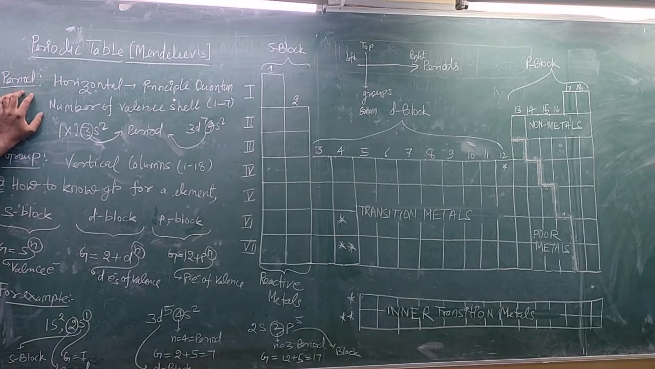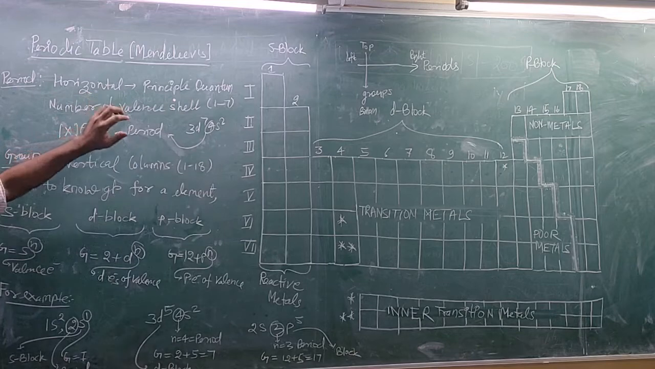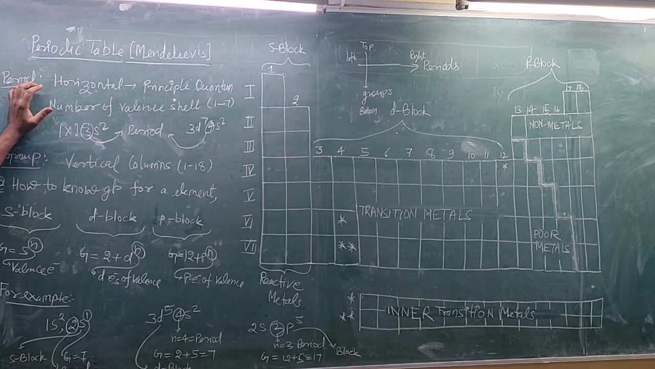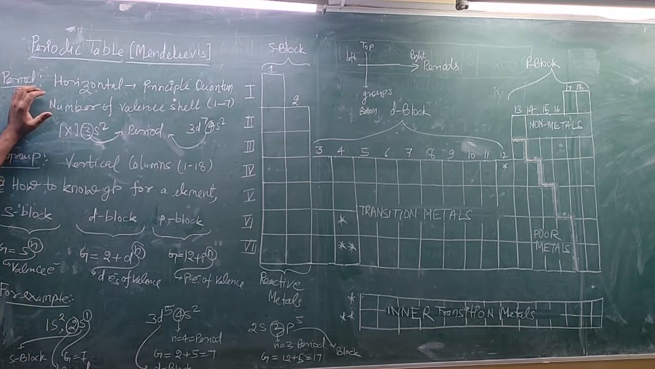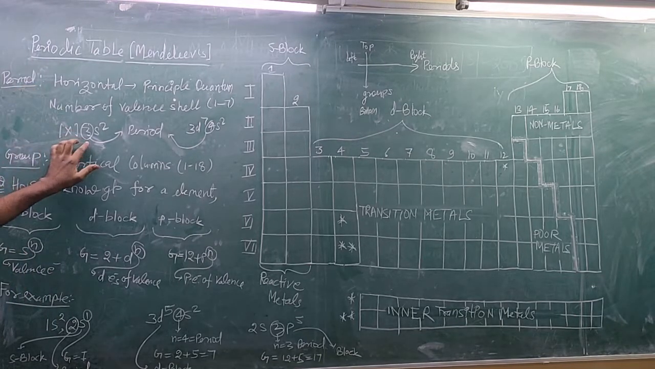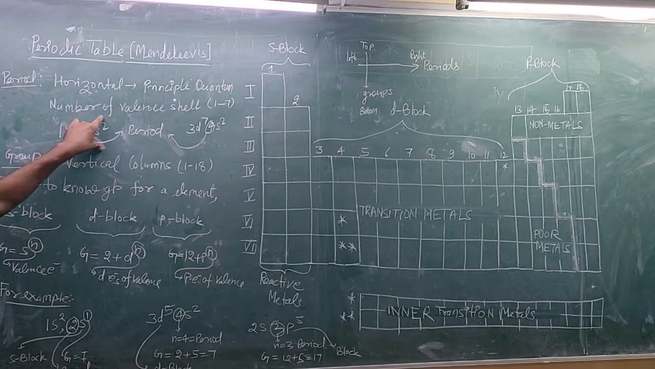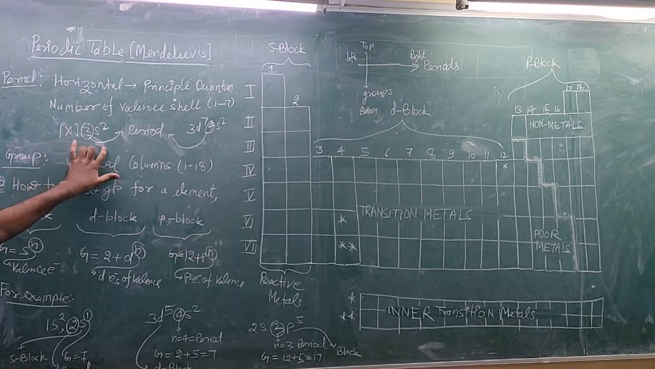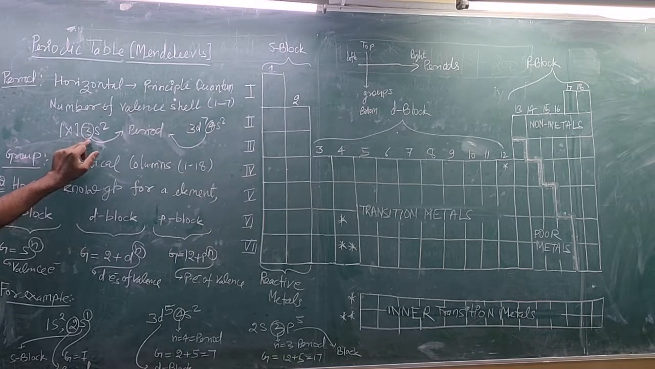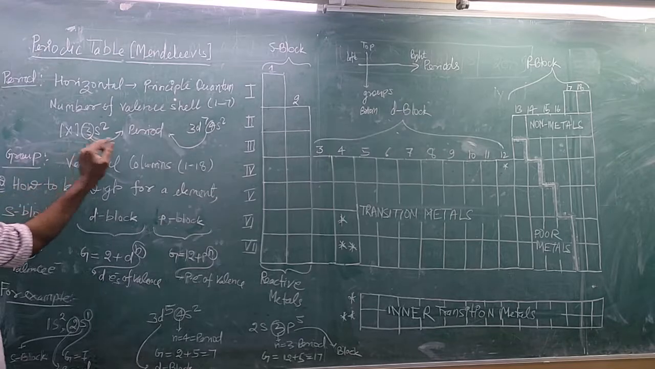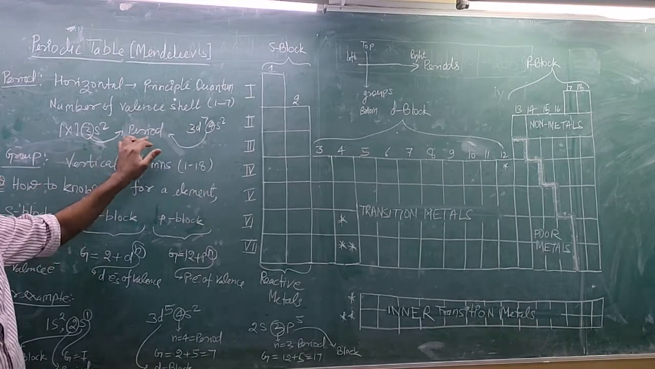What is a period? Periods are the horizontal rows, and a period can be defined as the principal quantum number of the element's electronic configuration. If you have this electronic configuration, you need to find the principal quantum number. The highest value of n in the valence shell is the principal quantum number. The principal quantum number is 3, so this element belongs to the third period.